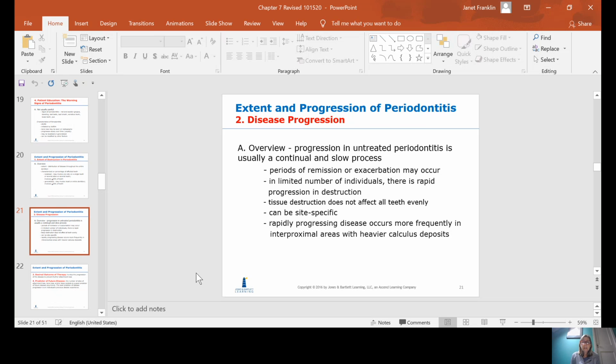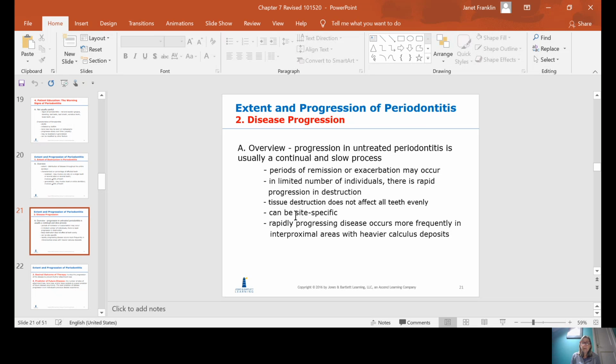Disease progression. The progression in untreated periodontitis is usually a continual and slow process, which is part of the reason why it's hard for patients to understand it, because it's a slow moving process. It doesn't present itself with a lot of signs and symptoms. It's not painful. They don't know they have it. And so it's very hard to educate a patient on periodontitis because they don't even know they have it.